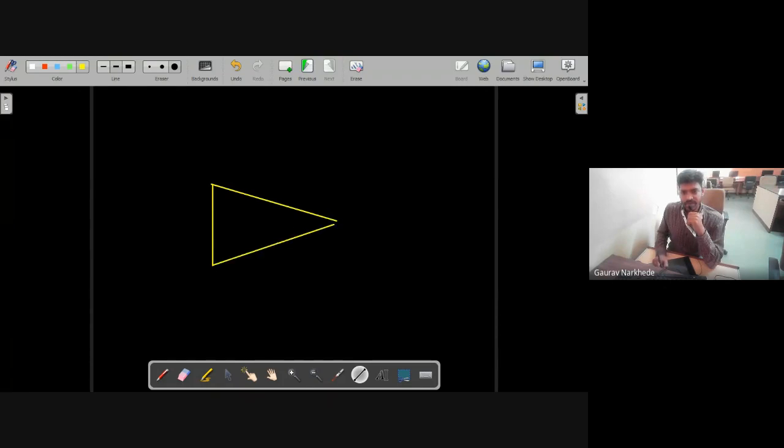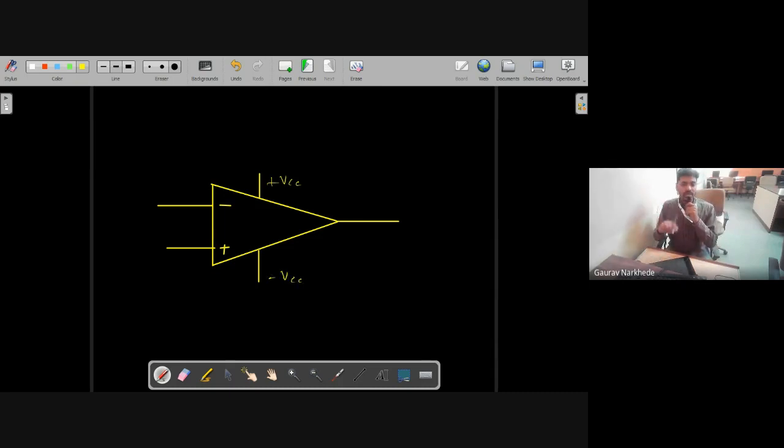this is your basic operational amplifier, and there are two inputs and one output. Okay, and one of the inputs is inverting, another input is non-inverting, and then there are two power supplies, right? One is plus VCC and another is minus VCC, right? So how to apply the power supply to the operational amplifier?